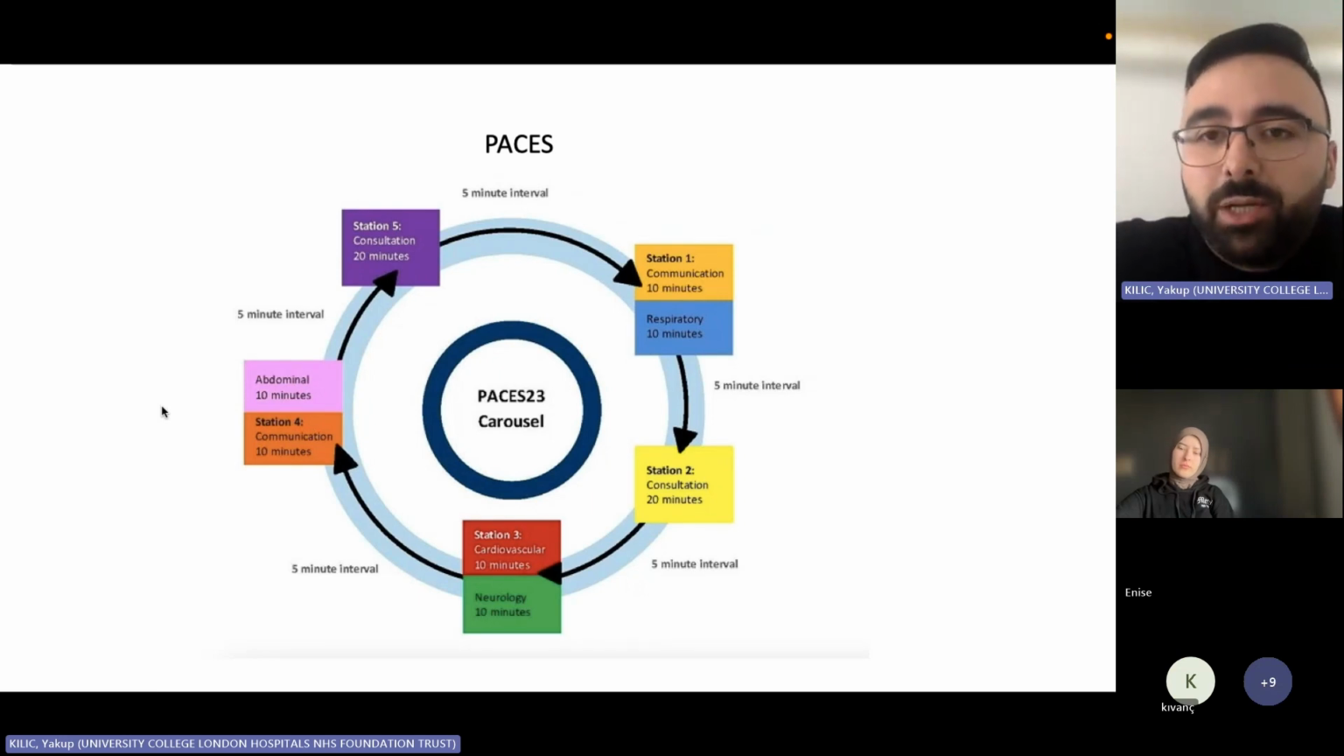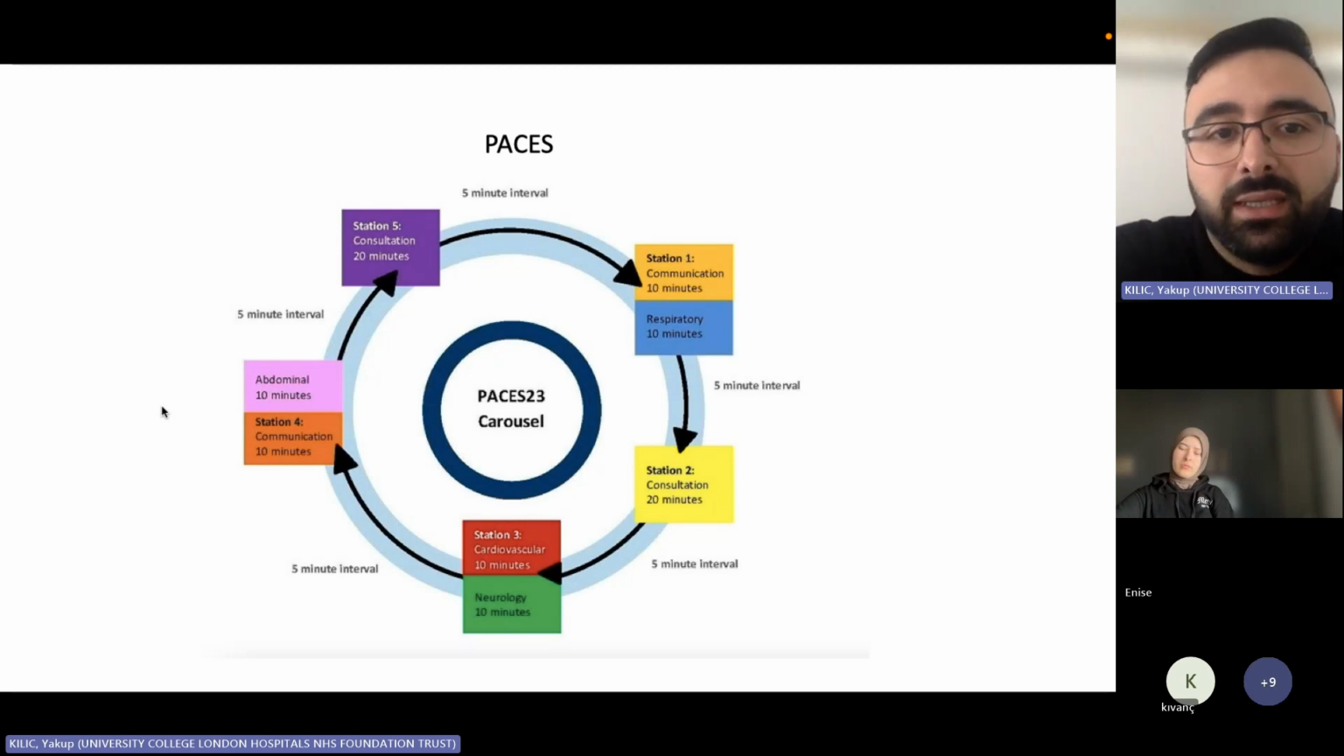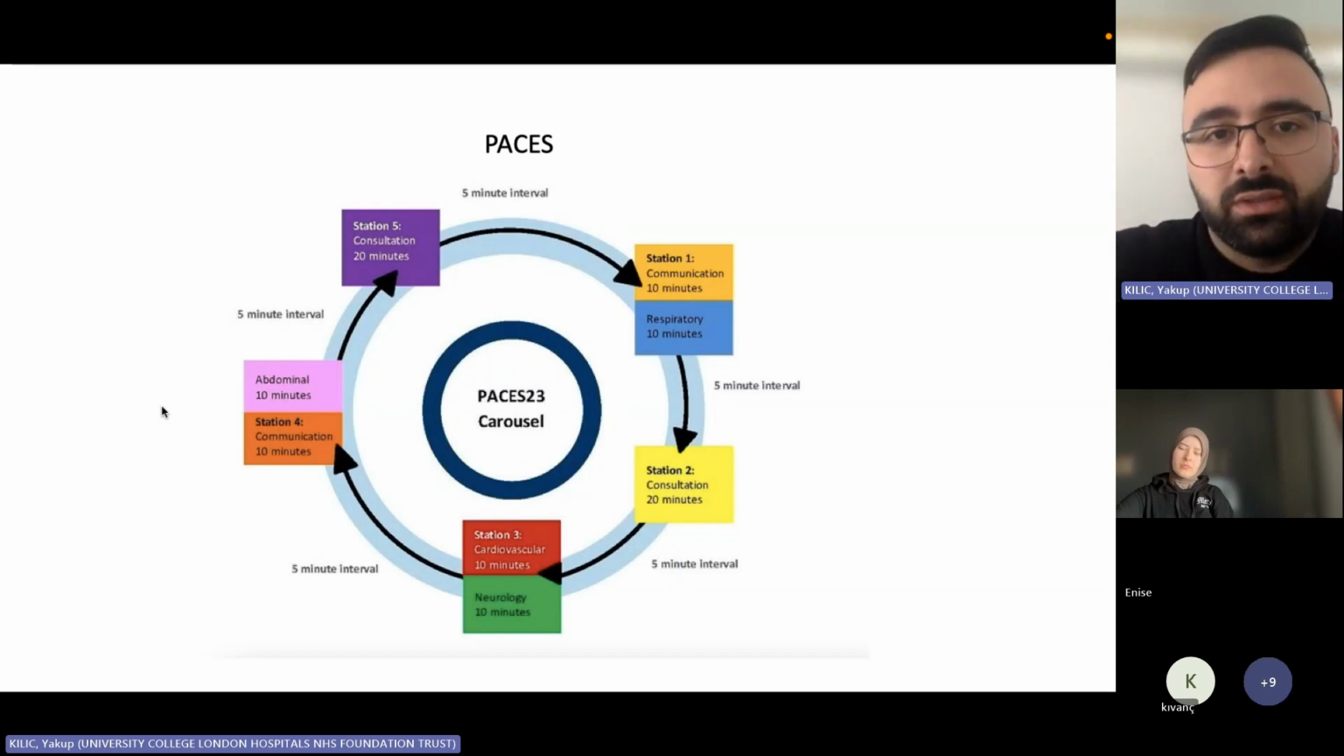Once you've done part 1 and part 2, the last part to gain the full diploma is the PACES, which is essentially an OSCE or oral or viva section. This has recently changed. Before it was 5 stations, and now it's again 5 stations, but they've changed it around a bit. So the first station is communication and respiratory.